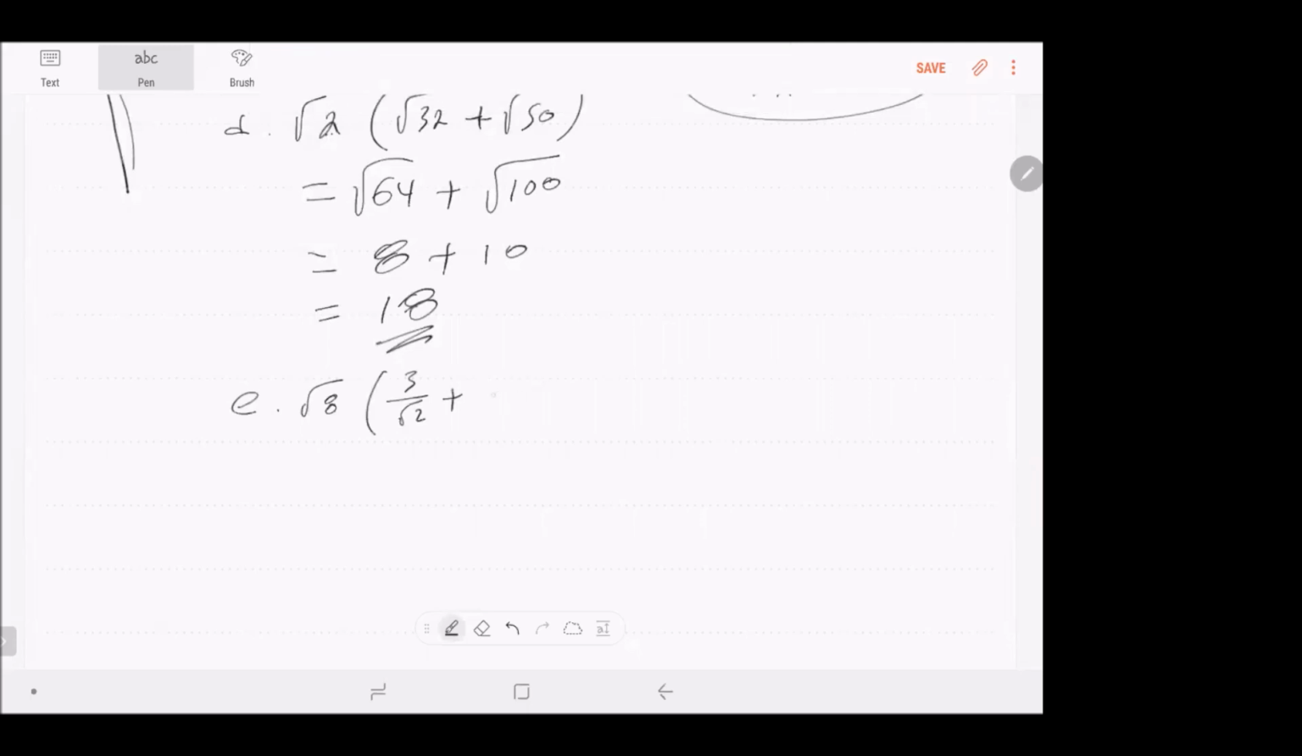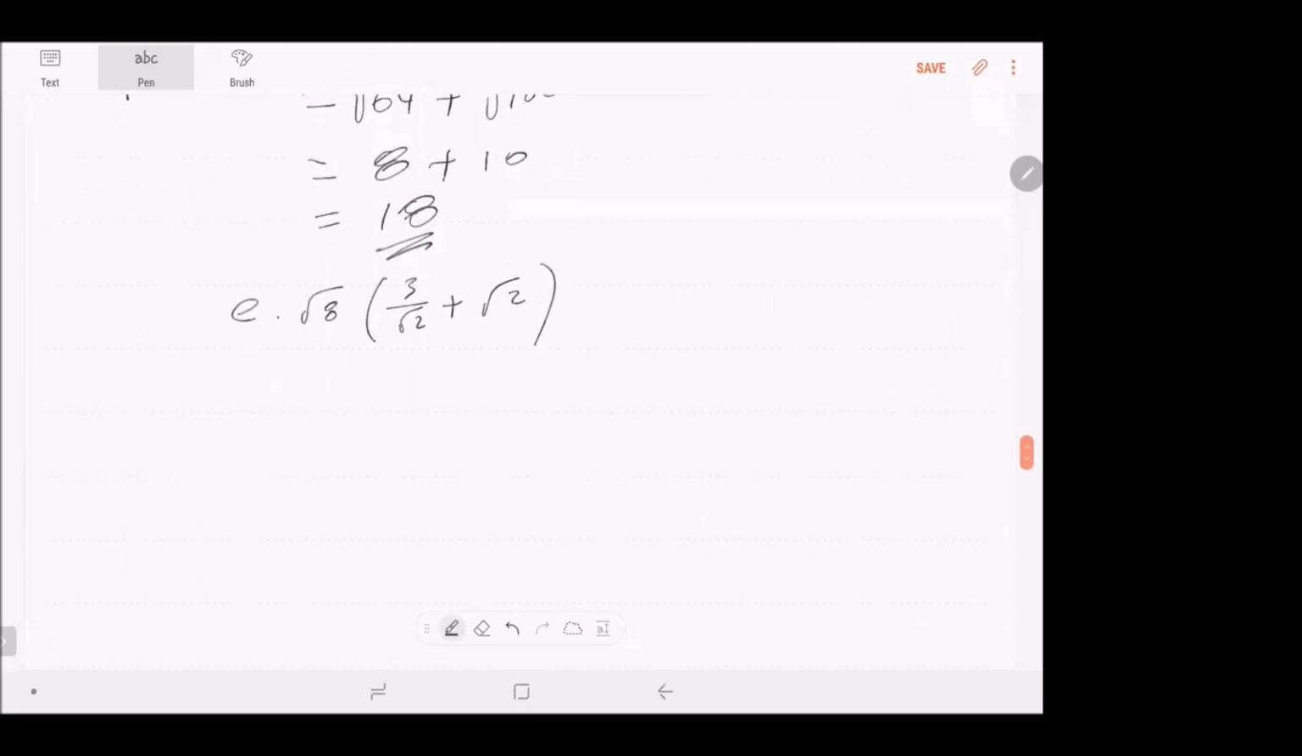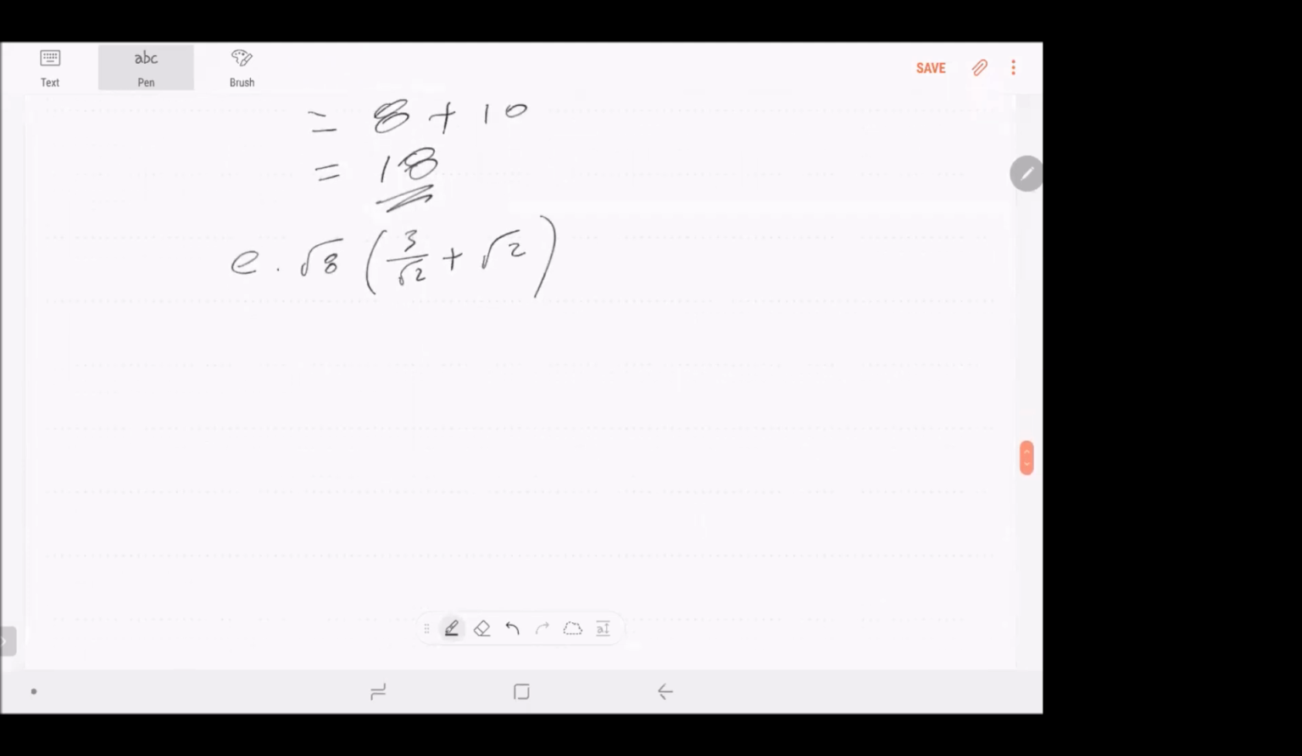Okay, let us go to E. Again here, we apply the distributive property to simplify this expression. So the square root of 8 times the square root of 2 plus, when we multiply this by this, the square root of 8 times the square root of 2, just as a radical like radical, so we can multiply the radical. So 8 times 2 is 16. So the square root of 16.